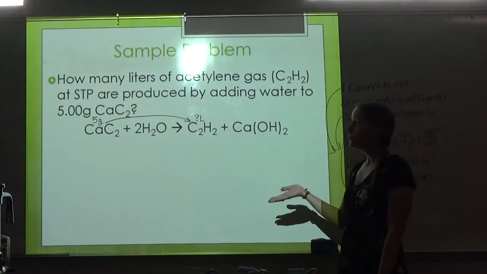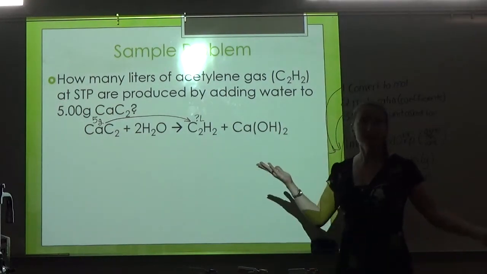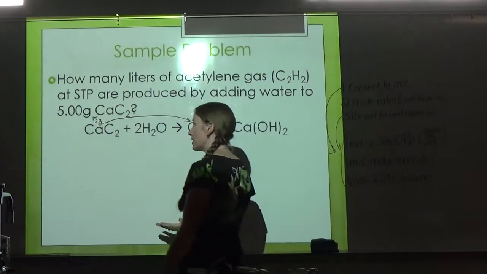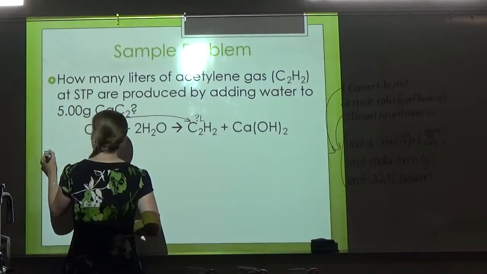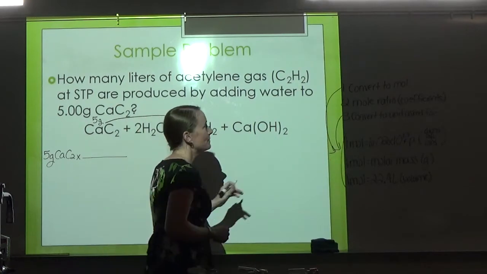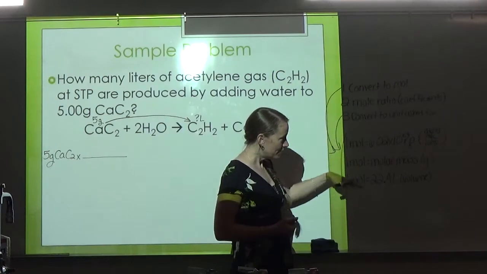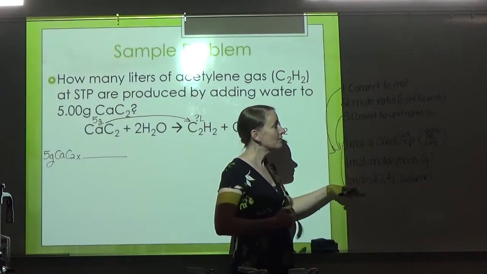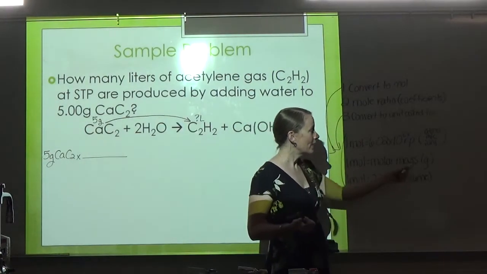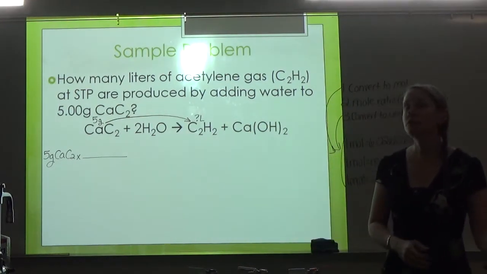Alright, so once you know where you're starting and where you're going, you're ready to start the possibly 3-step process. So I always start with what I'm given. So I'm given 5 grams of calcium carbide. So the first step is I need to convert to moles because I was given grams. So I go down here. Which one would I use to convert to moles? Well, since I have grams, I'm going to use molar mass. Alright, so that's how you pick the first step.